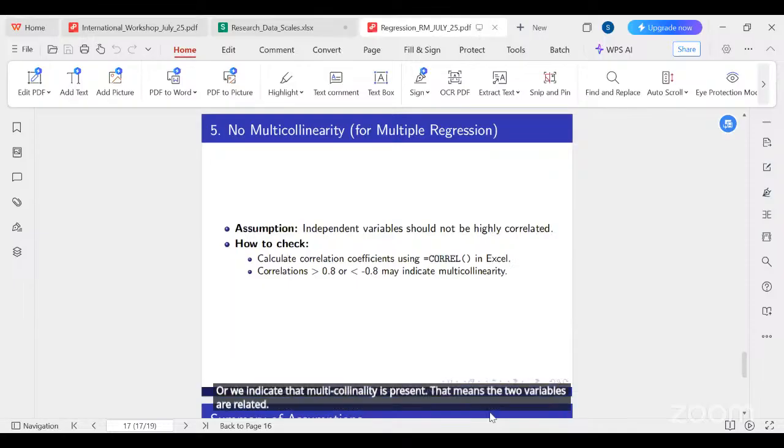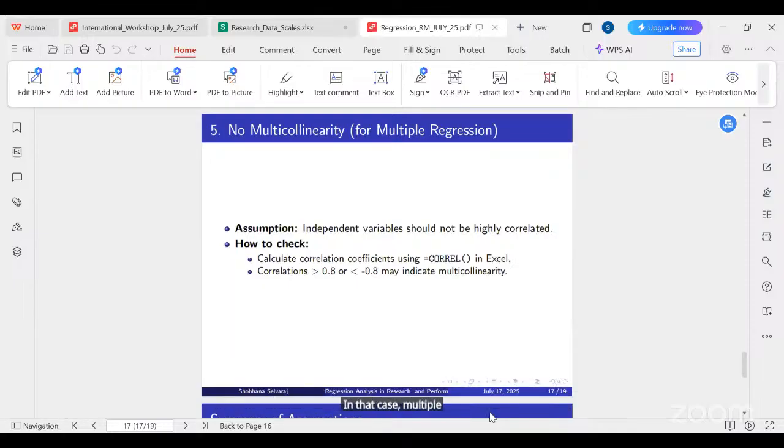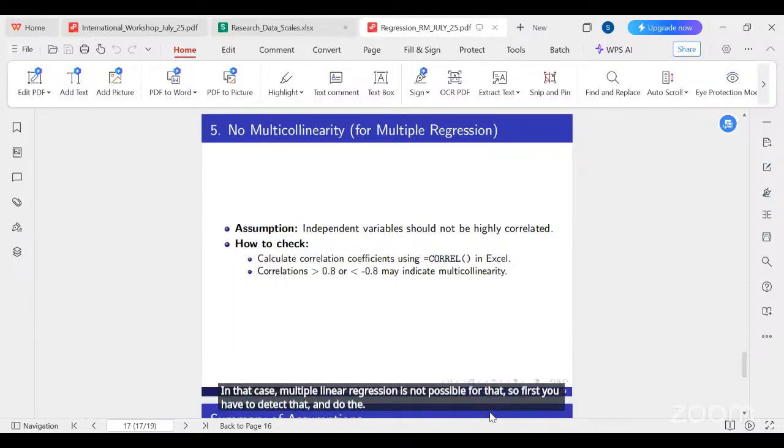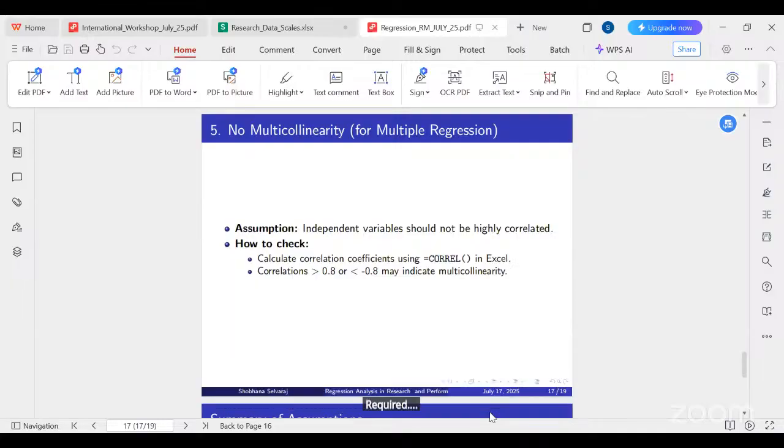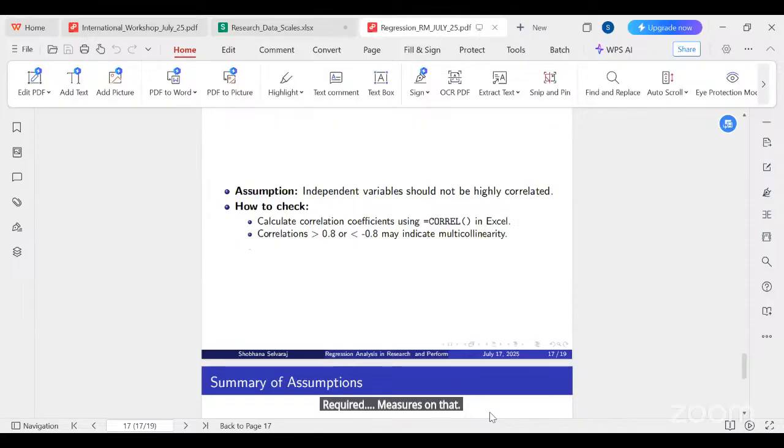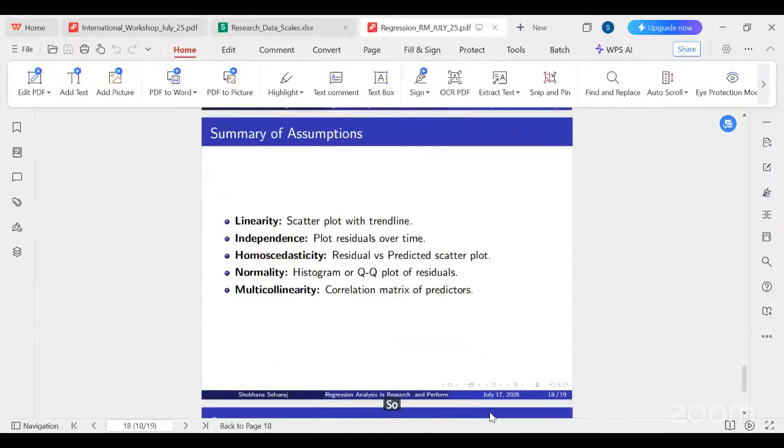In that case, multiple linear regression is not possible directly. First we have to detect that and take the required measures. So overall, this is the summary of the assumptions, how to detect and verify them.